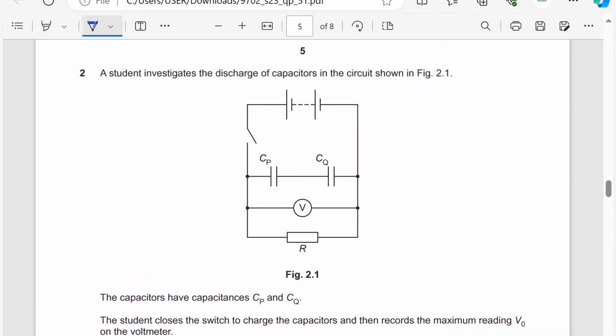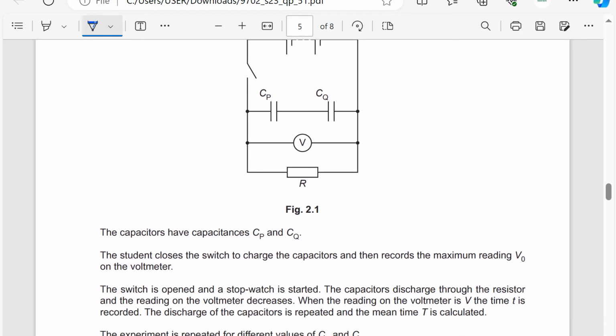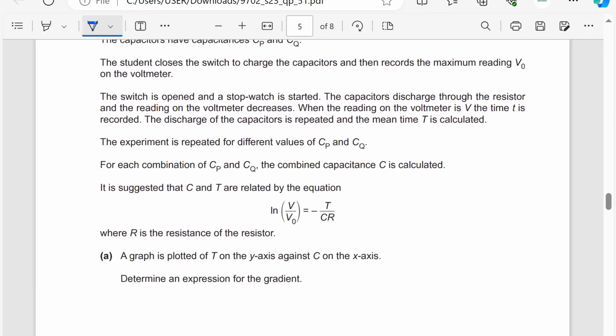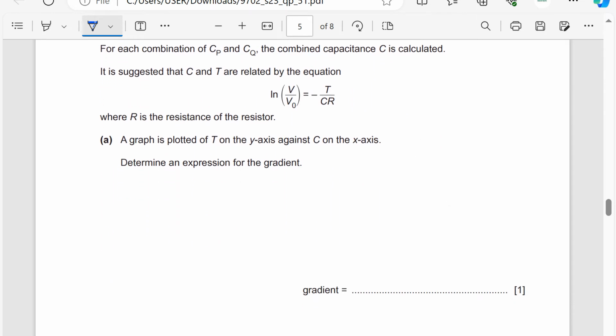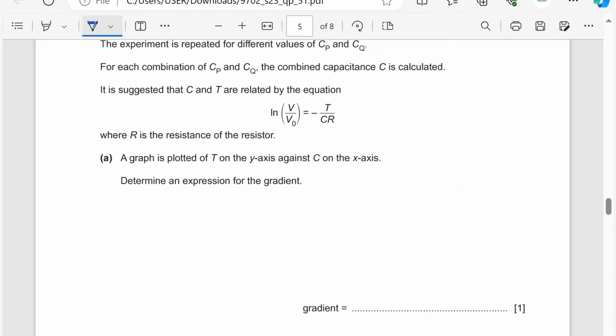Question number 2. A student investigates the discharge of capacitors in the circuit shown. Okay, I will not look at that. I'll just go straight here. A graph is plotted of t on the y-axis against c on the x-axis. So I must make sure anything related to t is the subject.